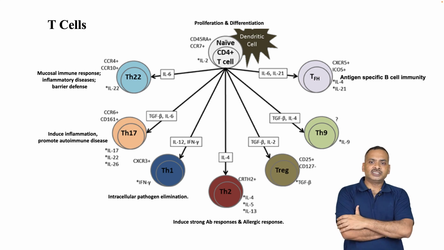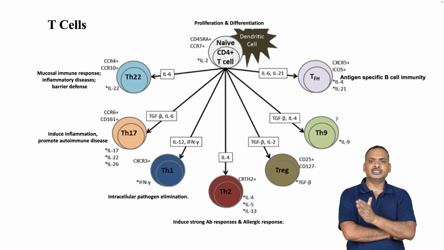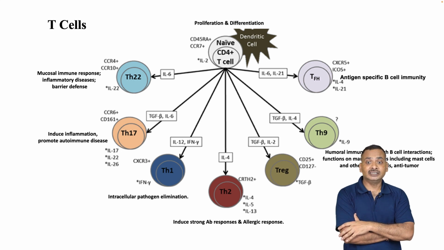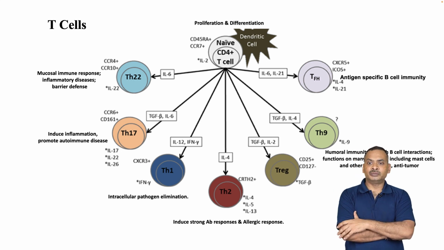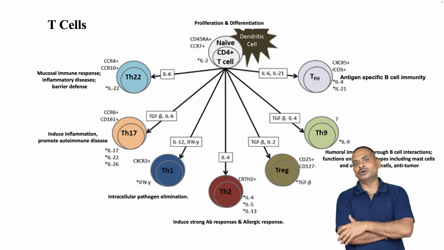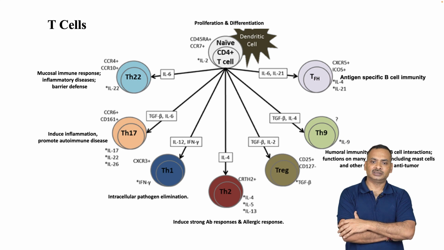There are TFH cells. Basically these TFH cells play a very important role in antigen specific B cell immunity. Okay, Th9 cells are very important against tumor, and they are also involved in one way or another in the activation or function of mast cells.